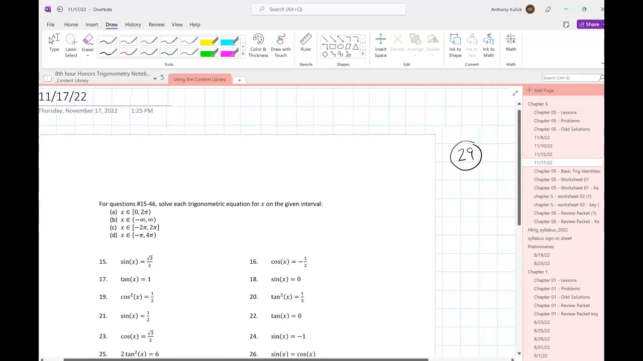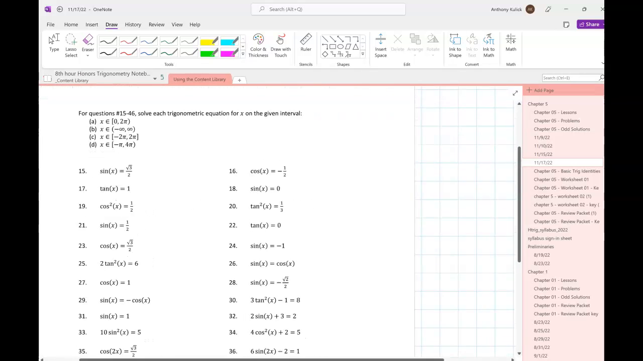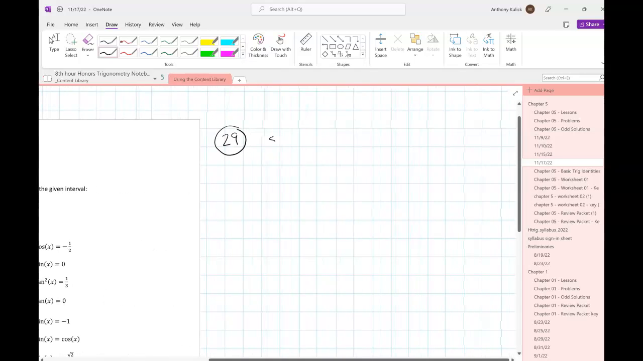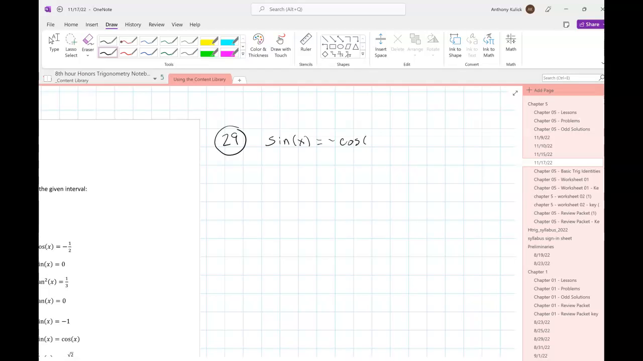So what do we have? It was sine x equals negative cosine x. Is that right? Yeah. All right. This seems intractable, right? Like, what am I supposed to do to get the x by itself? Here's the trick.